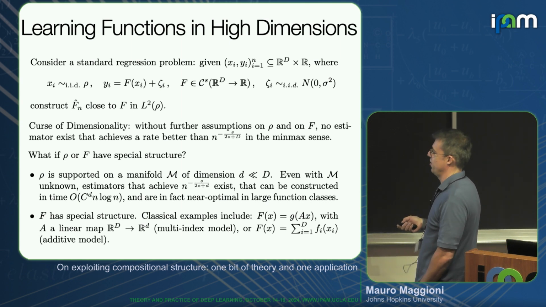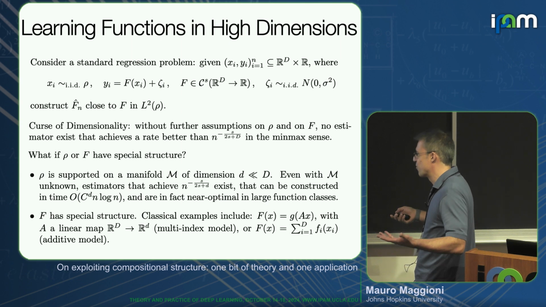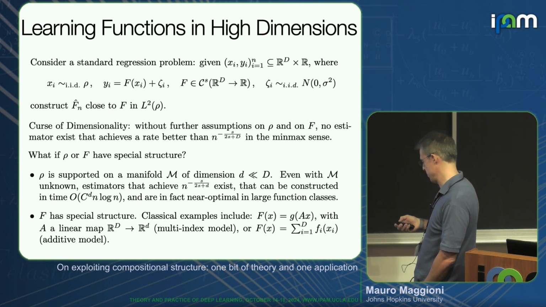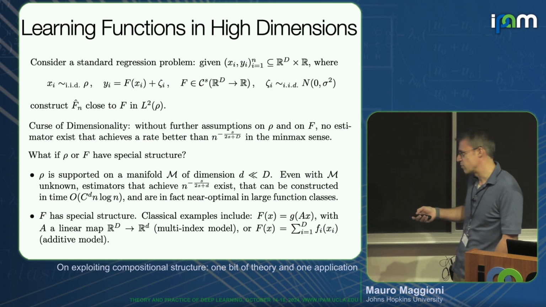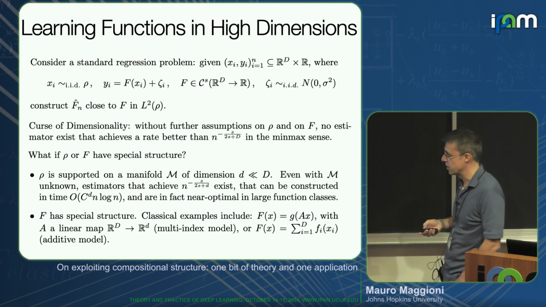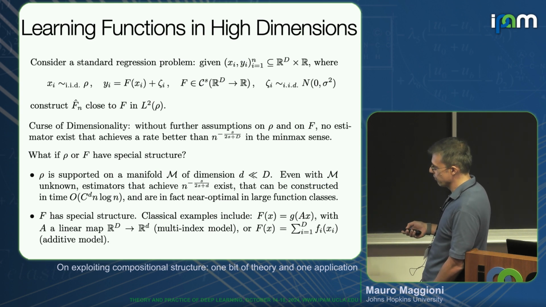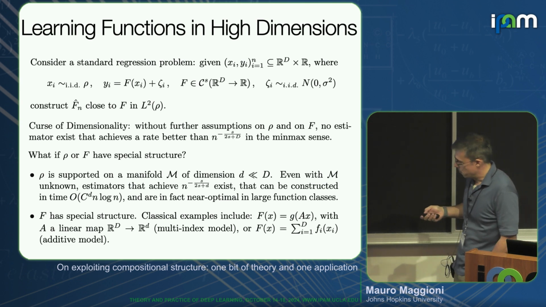Here, of course, if you knew A, then you would be working in small d dimensions, and you would avoid the curse of dimensionality of the ambient dimension. But the problem is I don't know g, I don't know A. Does this assumption of compositionality help me avoid the curse of dimensionality? This is called the multi-index model, and I'll talk more about it later.